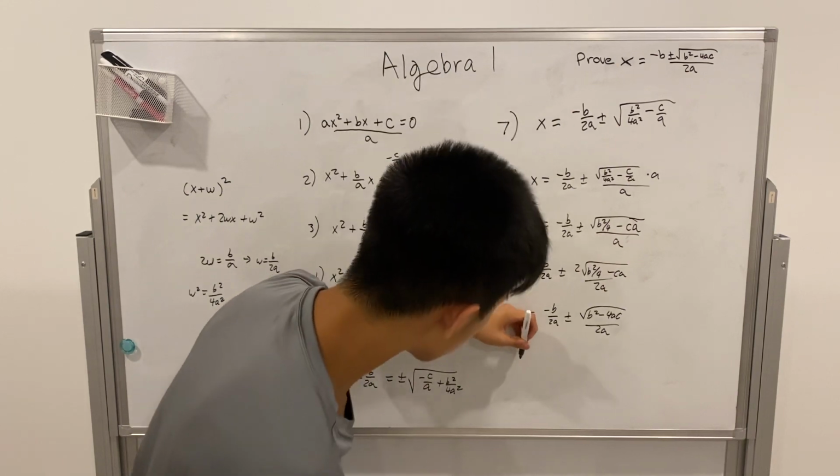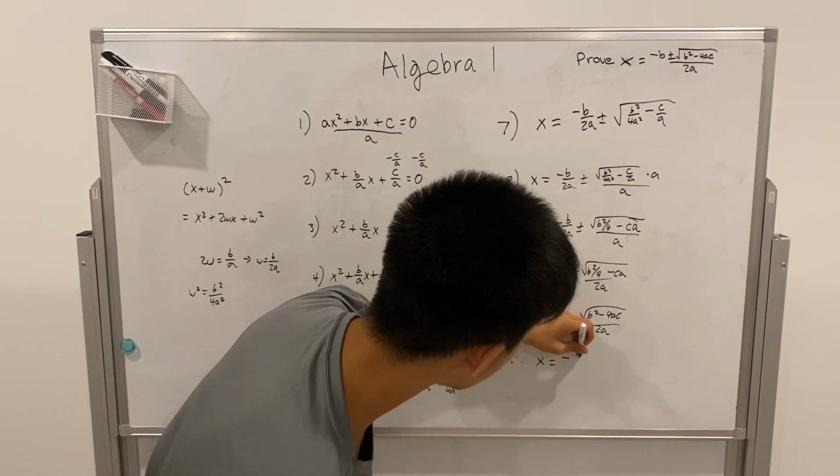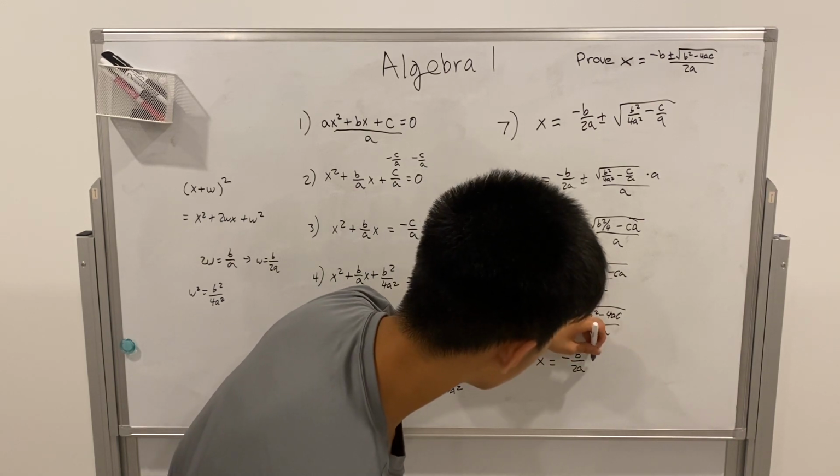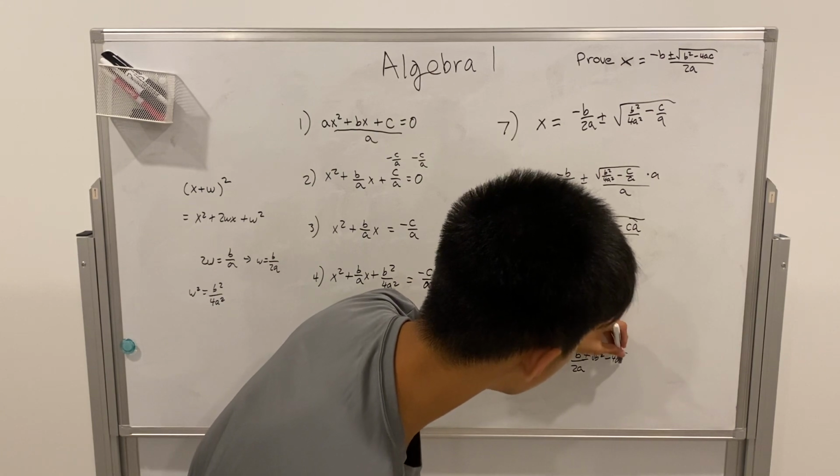In conclusion, x equals negative b over 2a plus or minus the square root of b squared minus 4ac.